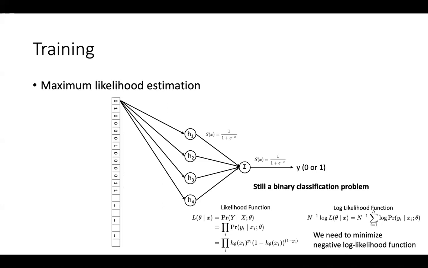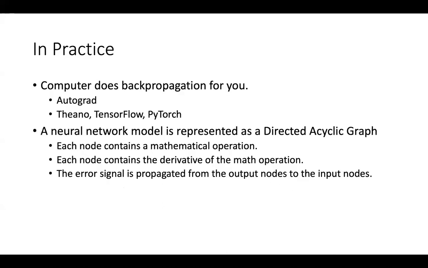And the optimization is still the same, using backpropagation based on the chain rule, and the objective function is still maximum likelihood estimation. And the last part was how Theano, TensorFlow, PyTorch, all these autograd packages do that for you. So you don't have to write your optimization update functions yourself.